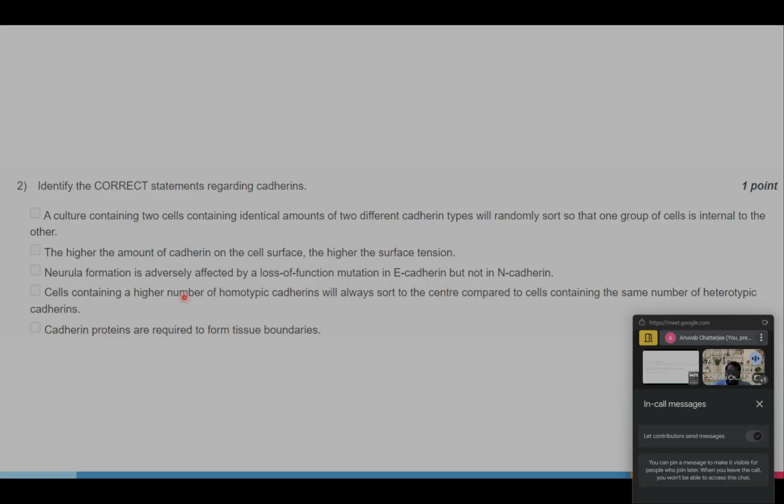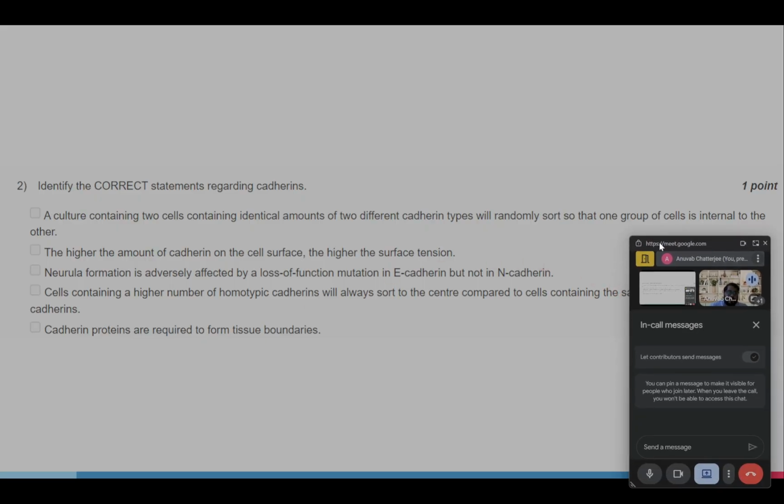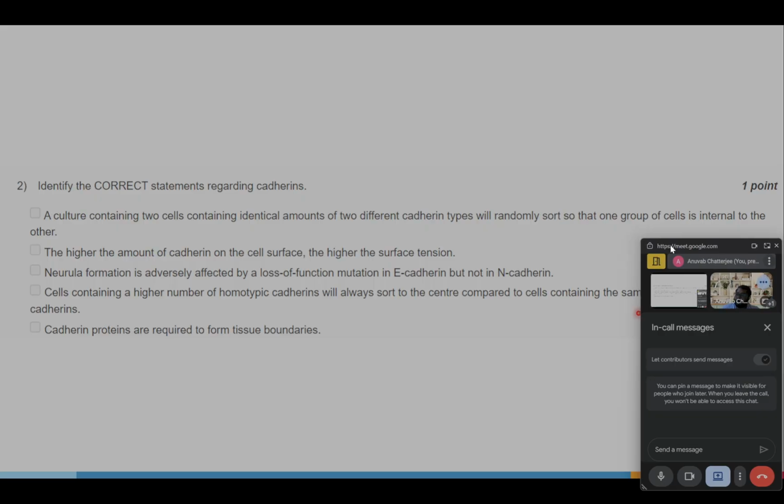And this option tells us that the ones having the same type of cadherins will sort to the center, whereas the cells expressing different types of cadherins will aggregate to the outside of the entire ball of cells. And the final one is cadherin proteins are required to form tissue boundaries. I will give you a second to figure this out and try to answer this.